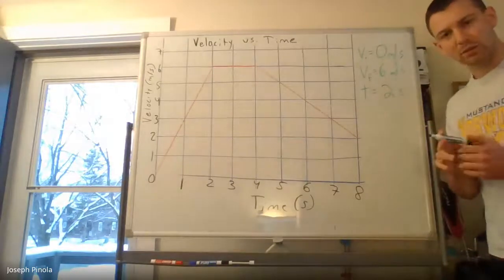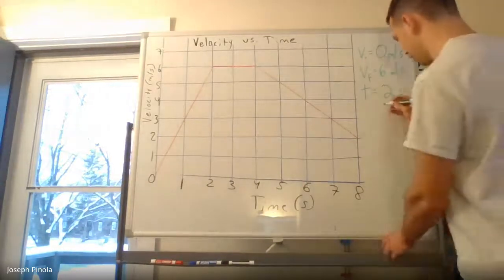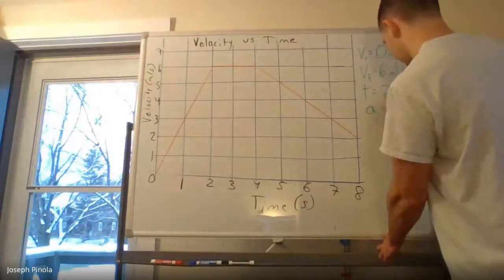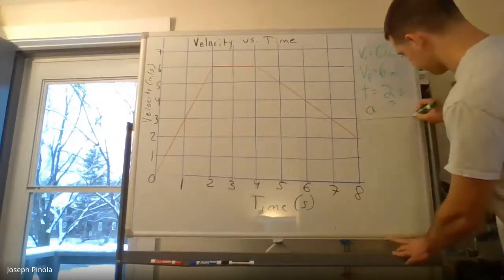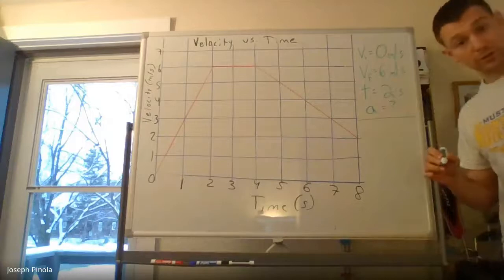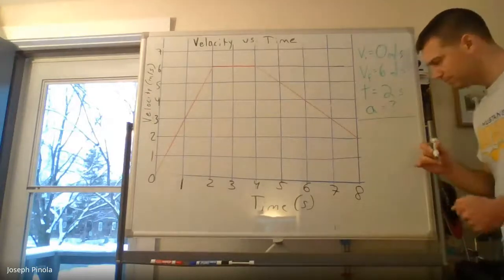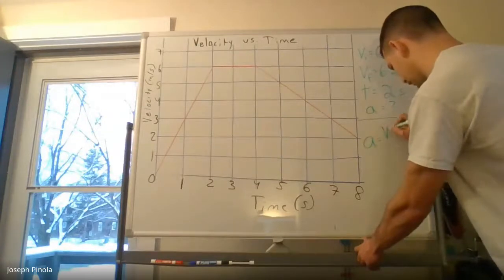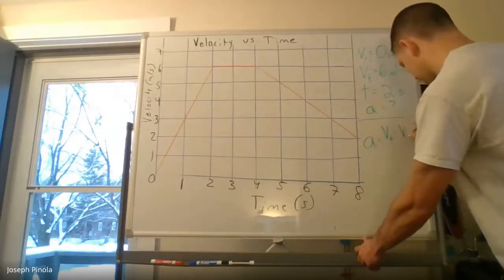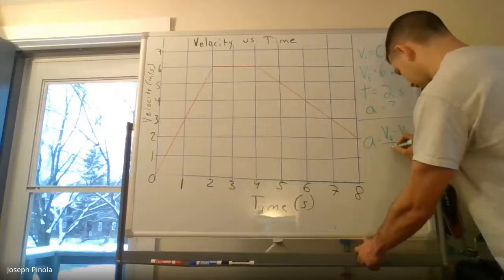Finally, let's say what we're looking for. Remember, we wanted to find what was the acceleration of the object during this time. So, do you remember our formula for acceleration? I hope you do. It is that acceleration is equal to the final velocity minus the initial velocity, all divided by the time.